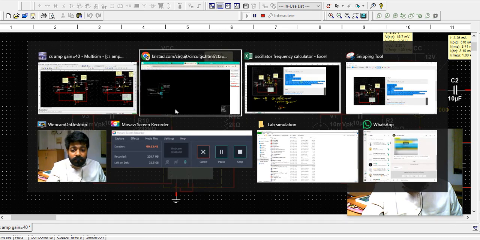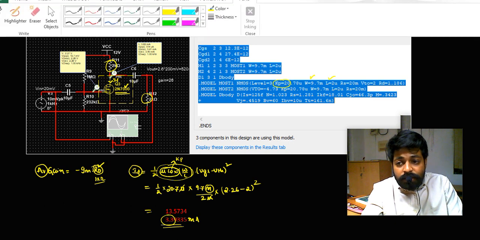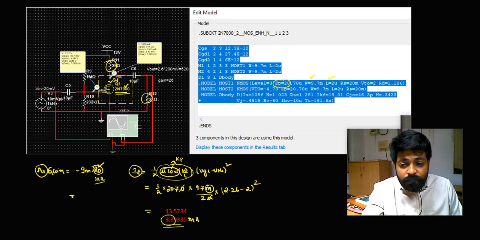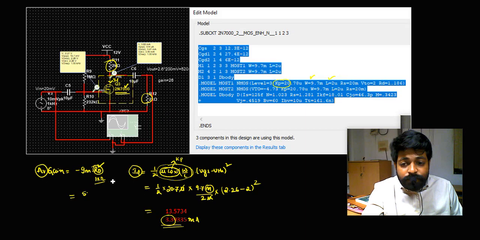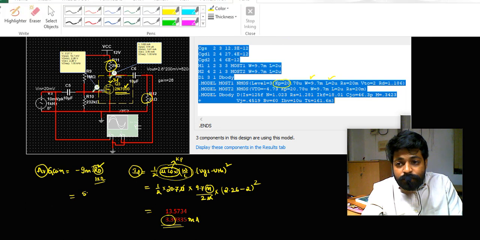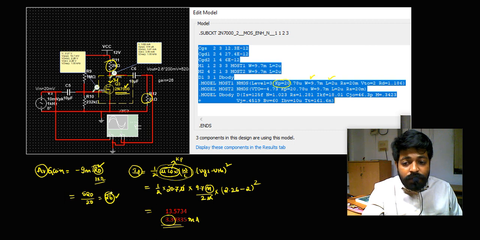So that we are getting a faithful signal, and we have calculated the gain, the theoretical calculation and the practically calculated gain is around 520 by 20. It is around 26 times gain, you got it. In the first case you got a gain of around 26.